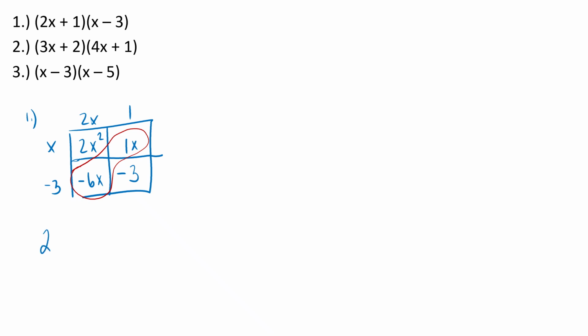And so my final answer, the area of the entire rectangle, is 2x squared, and then negative 6x plus 1x is negative 5x, and then we have the minus 3. And you do need to make sure that you add them up.